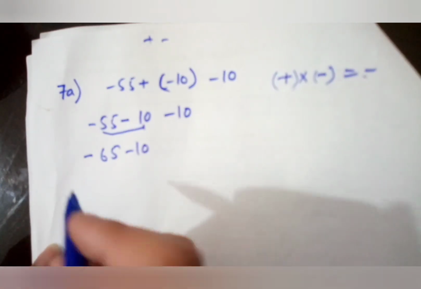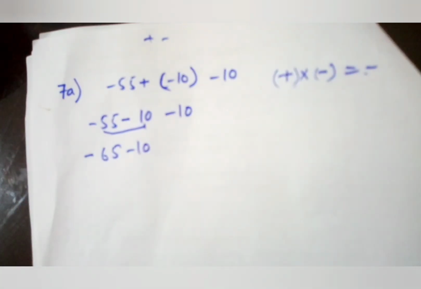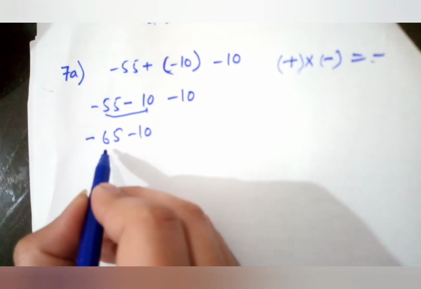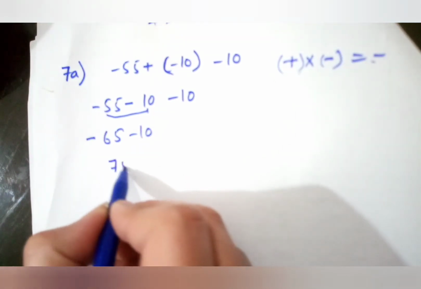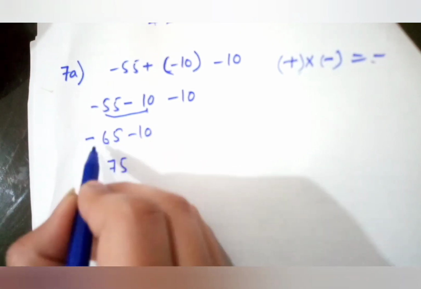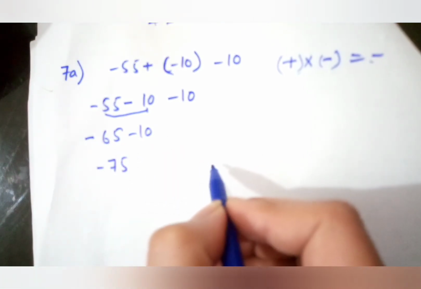Again, we have the terms minus 65 and minus 10. Both terms have the same sign, so the terms will be added. 65 plus 10 is 75, and we place the same sign that both terms have. Both terms have minus, so we put the sign minus.